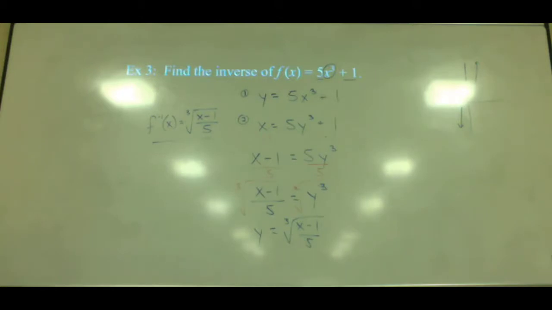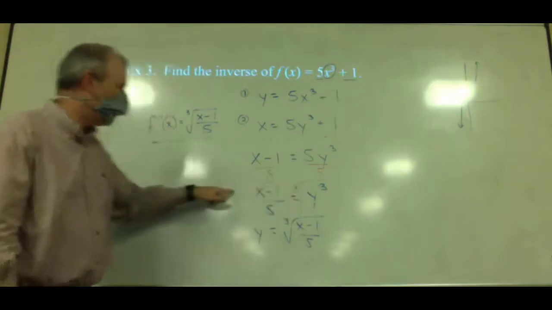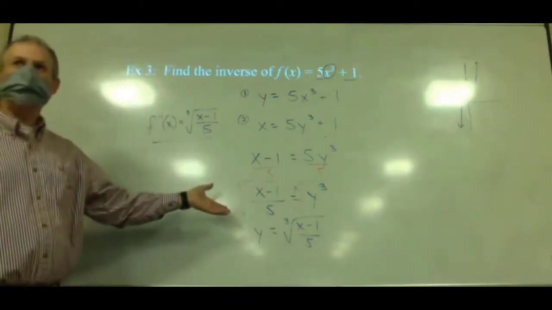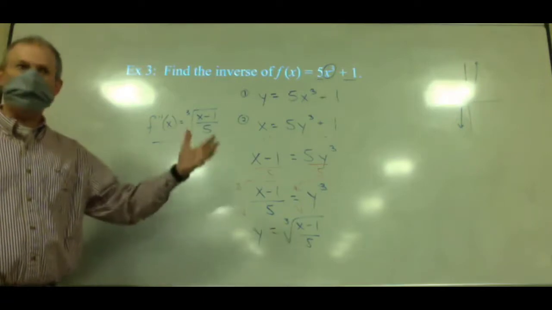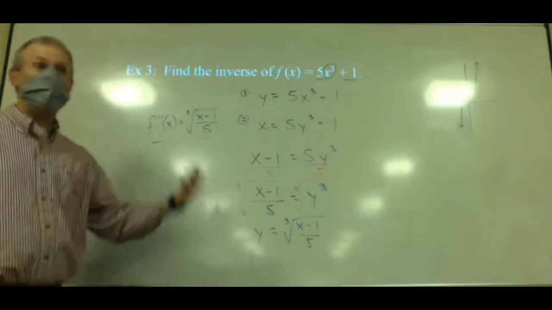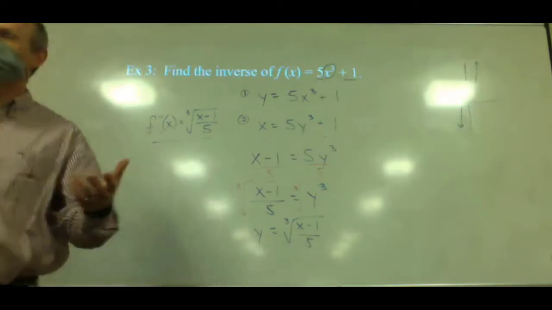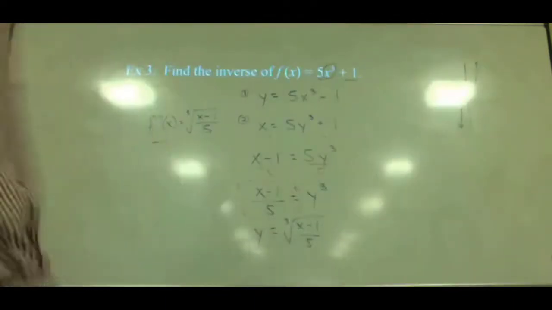So the important thing is, if this index number right here is even, then you have to put in the plus or minus. If it's odd, you don't need to worry about the plus or minus. So 3s are fine, 5s are fine, 7s are fine. But if it's a 2, like squared, or if it's a 4 or 6, you'd have to put the plus or minus in the front. I don't know if we have any of those, but that's the rule.